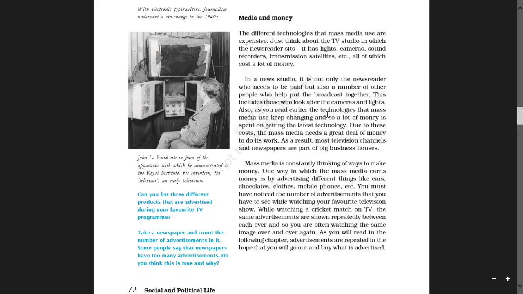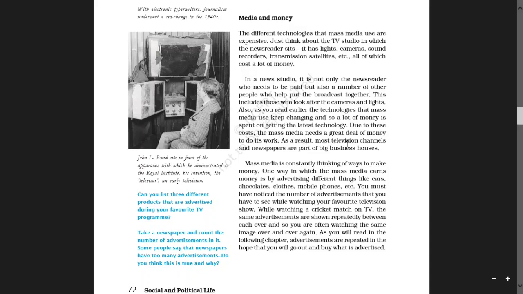Also, as you read earlier, the technologies that mass media use keep changing, and so a lot of money is spent on getting the latest technology. It is because of this cost that the mass media needs a great deal of money to do its work. A great amount is required to maintain all this work.